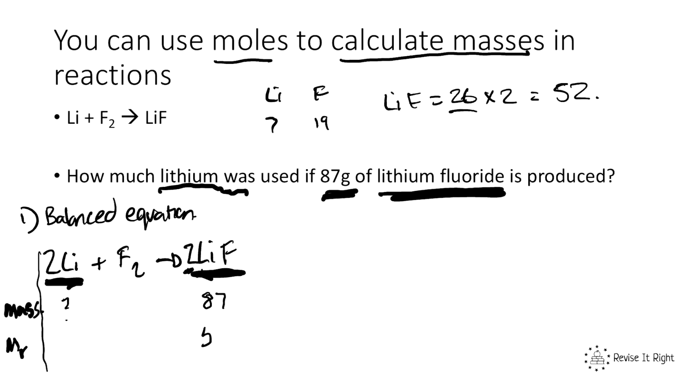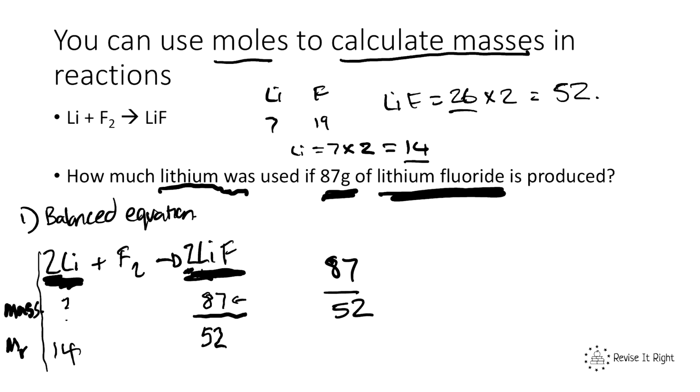So what I want you to do is write 52 underneath where you've written 87. Then we can work out the MR of lithium. Again, lithium has an MR of 7, but there are 2 of those, as we can see in the equation. So we need to times that by 2 to get 14. So next to lithium, I want you to write 14. Now is the easy bit, so do follow along with what I'm doing. All we have to do to find out the mass of lithium is do 87, so the mass of what we know, divided by its MR, so it's 52.